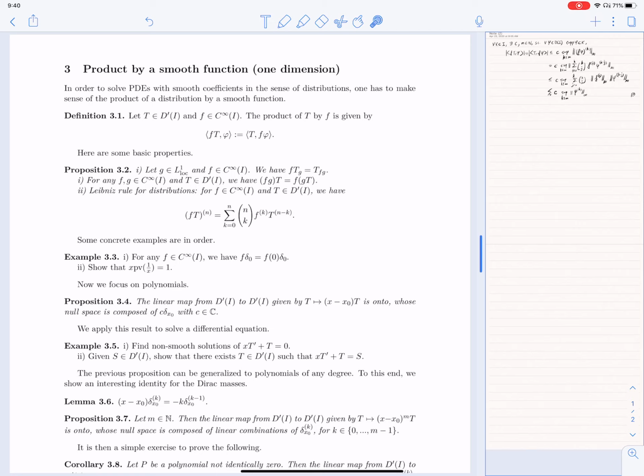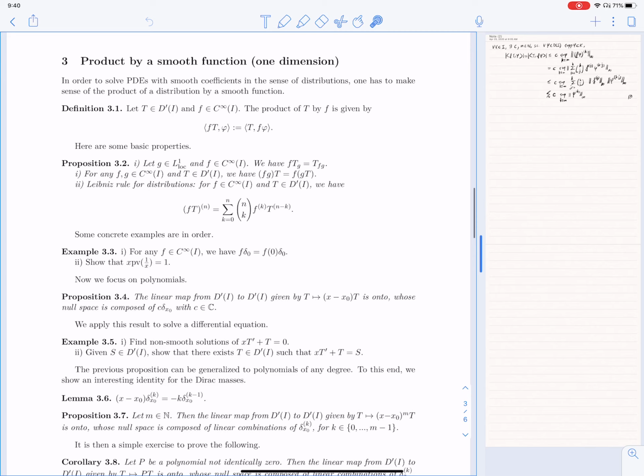The first one is fairly easy. It says that if you have an L1 loc function, we know that we can automatically associate it with a distribution by an integral form. And if we have f, a smooth function, then f multiplied by the distribution associated with the L1 loc function g is equal to the distribution associated with the product of the two functions, fg. And fg is still an L1 loc function because f is smooth.